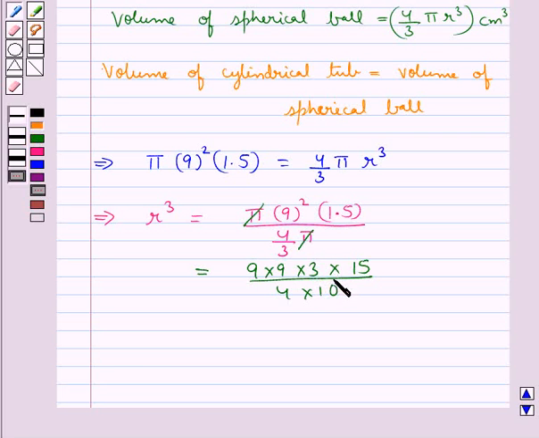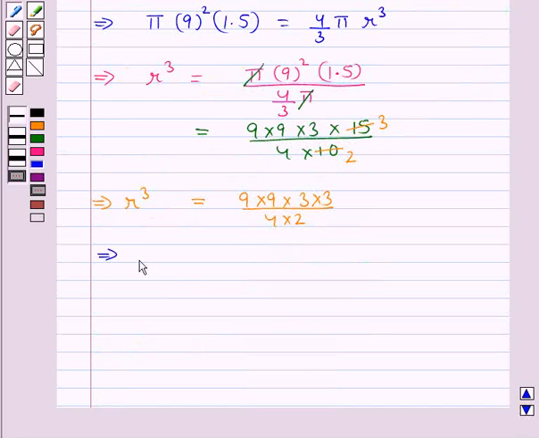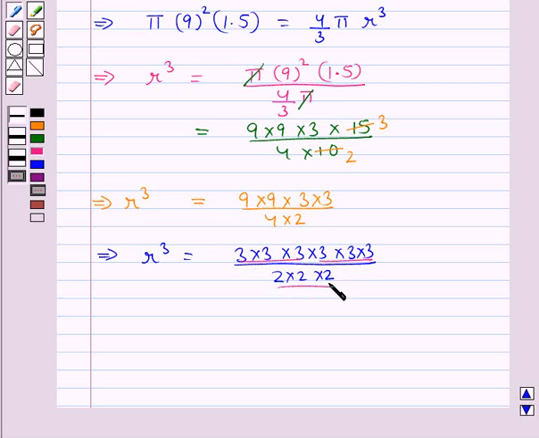Now 5, 3 times is 15 and 5, 2 times is 10. So this is equal to 9 into 9 into 3 into 3 upon 4 into 2. This is r³, or we can say r³ is equal to 3 into 3 into 3 into 3 into 3 into 3 upon 2 into 2 into 2. These are the triplets formed. So we get r is equal to 3 into 3 upon 2 equal to 9 upon 2.